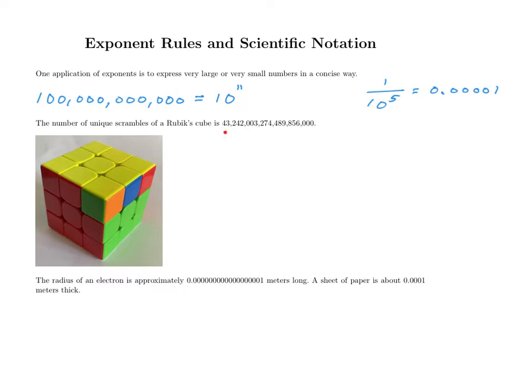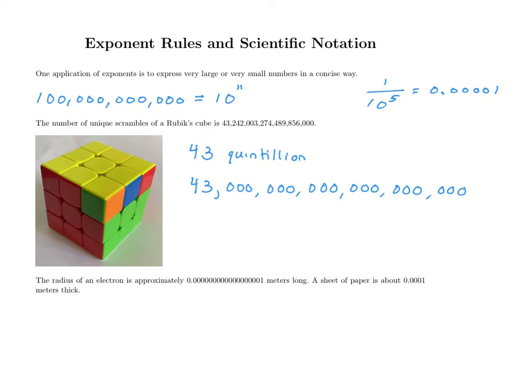If you were to read this, this is 43 quintillion, 252 quadrillion, 3 trillion, 274 billion, 489,856,000, and it's large. Most people wouldn't actually state the exact number. They might just say it's 43 and write quintillion after it, which is a 4 and a 3 followed by 18 zeros. This takes a long time to write, with 18 zeros in a row.